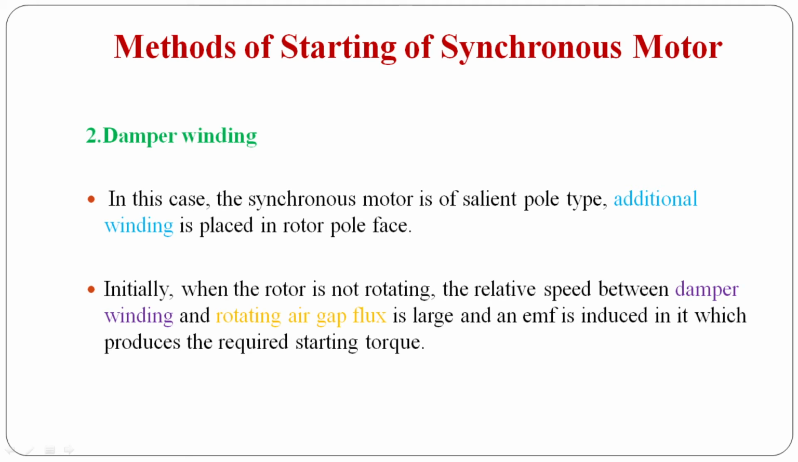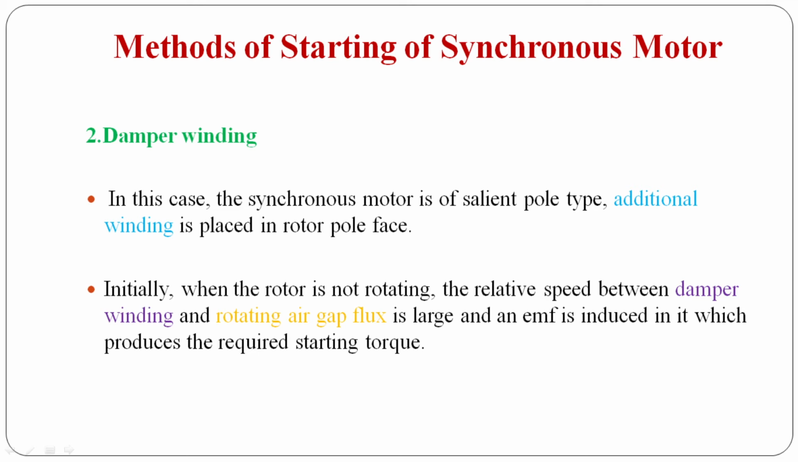The second method of starting a synchronous motor is damper winding. In this case, the synchronous motor is of salient pole type. We already discussed salient and non-salient pole synchronous machines in the previous classes, in unit 3. Now, when the synchronous motor is of salient pole type, an additional winding is placed in the rotor pole faces. Initially, when the rotor is not rotating, the relative speed between the damper winding and the rotating air gap flux is large, and an EMF is induced in it, which will produce the required starting torque.